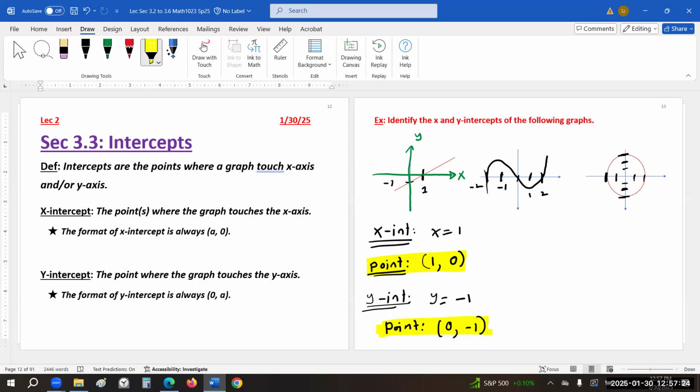Who would like to help me with the next one? Let's say this is A, this is B, and this is C. So who would like to help me with B? Any volunteer?